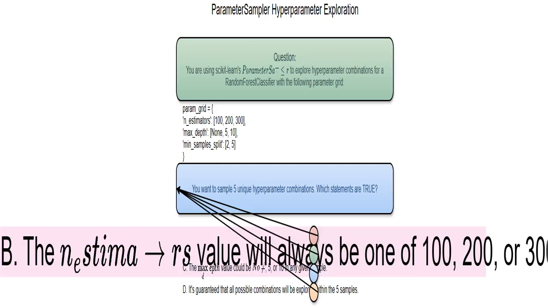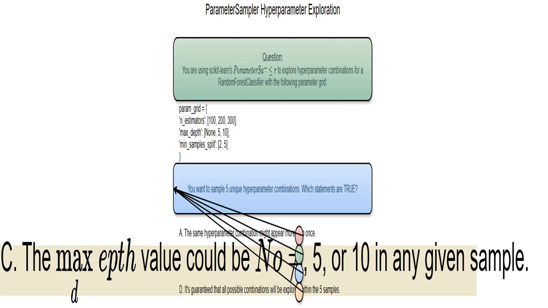I'm absolutely certain that the number of trees, n_estimators, will always be one of 100, 200, or 300 because these are the only options I have set in my param_grid. Similarly, I'm sure that the maximum depth, max_depth, of each tree will be either none, 5, or 10, as defined in my param_grid.